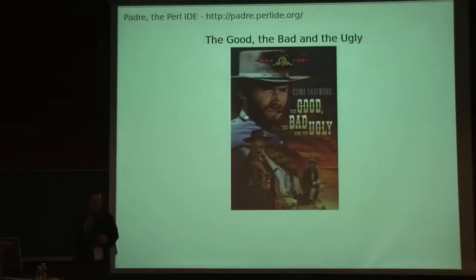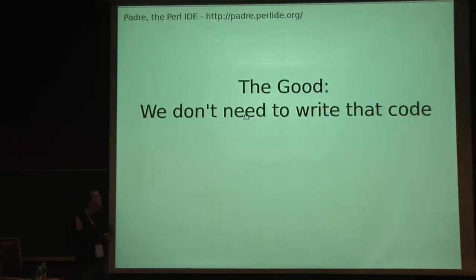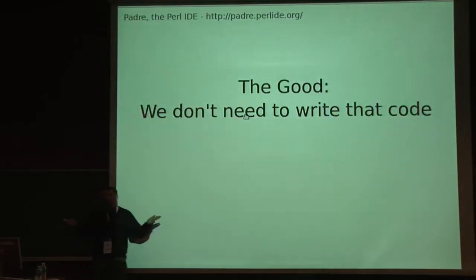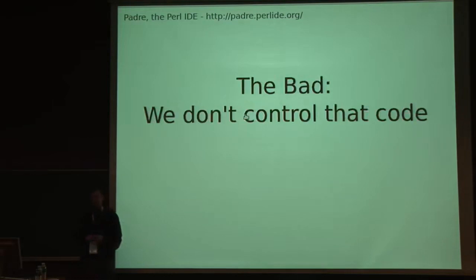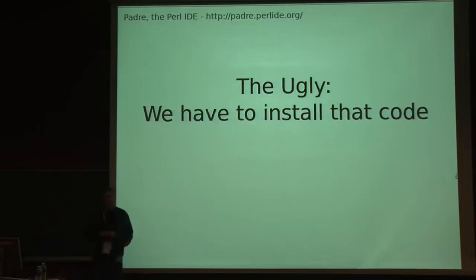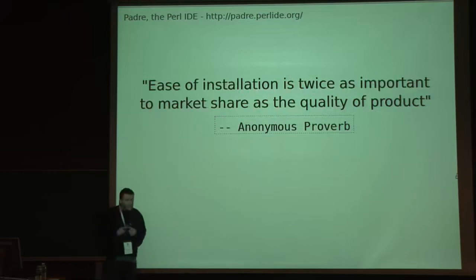Yes, the good, the bad, and the ugly. So what is the good? The good is that we don't have to write that code. The bad is that we don't control that code. And why is the mouse there? And the ugly is that we have to install that code. We gave a talk about the distributions and stuff like this, and this is really fitting there, because we know that in order to gain market share, it is much more important to be easy to install than to have high quality. It's an anonymous proverb.